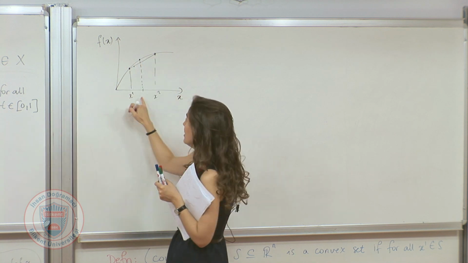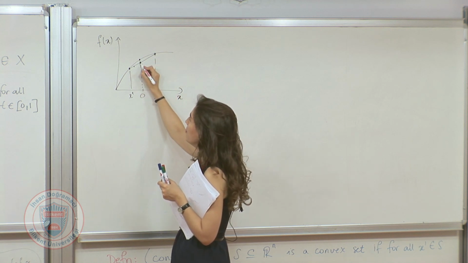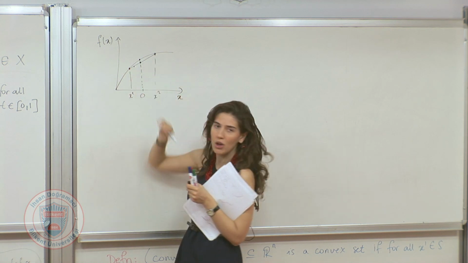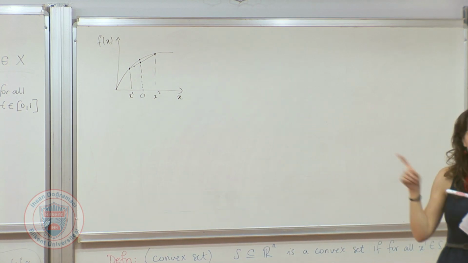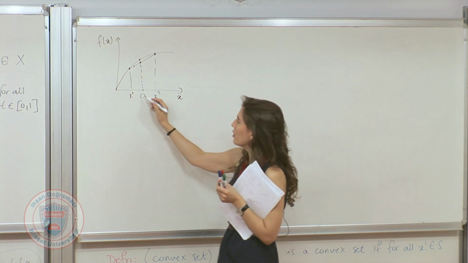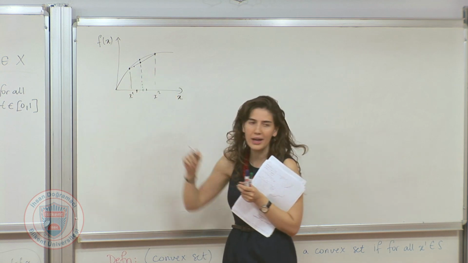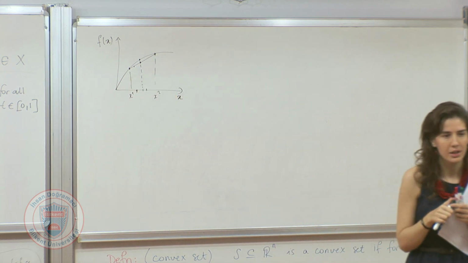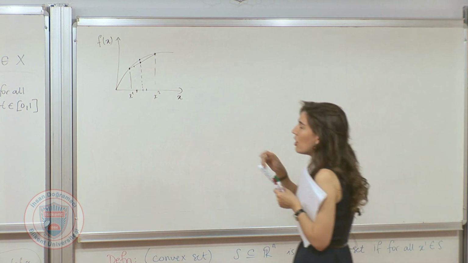It says that the value of these guys' convex combination should be more than the convex combination of f of x1 and f of x2, right? And this should be true for all t, for all the convex combinations that you take. So does this satisfy that condition? Yes, right? So it satisfies. So it is concave, right?